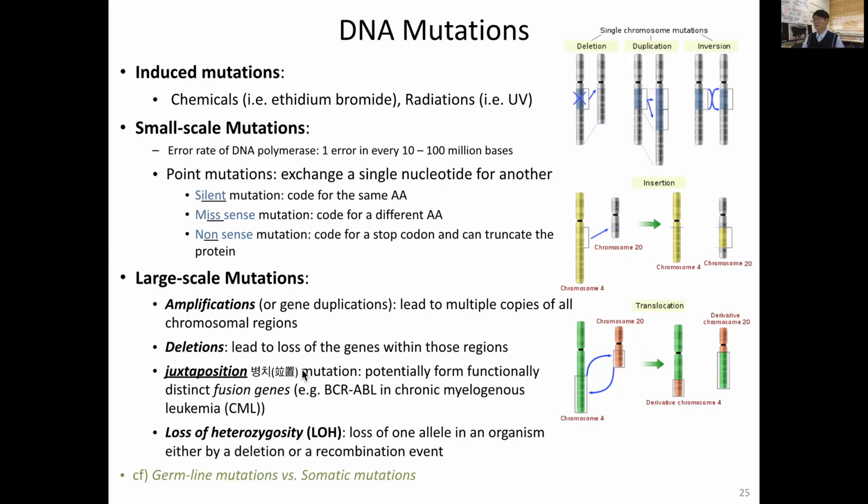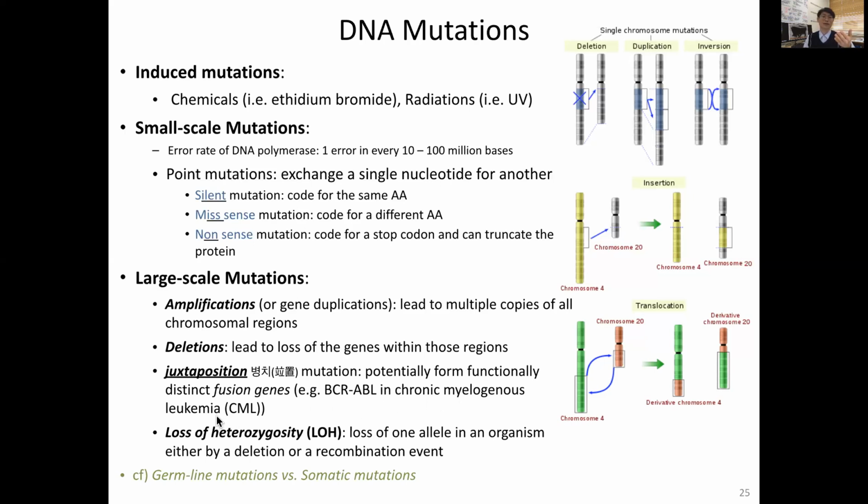This is a large-scale mutation, and if they happen to create a fusion protein, that fusion protein can lead to a problem, such as constantly generating cellular activity or kinase activity. That is called a juxtaposition mutation, and it potentially forms a functionally distinct fusion protein. In fact, in the medical world, there is a famous example: chronic myelogenous leukemia.